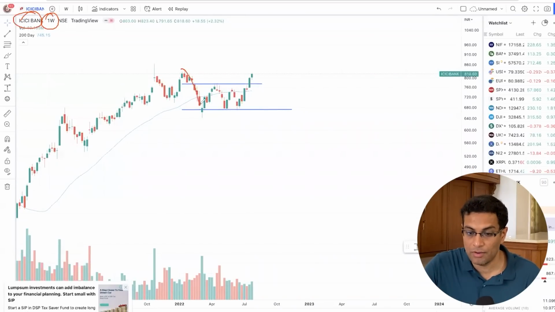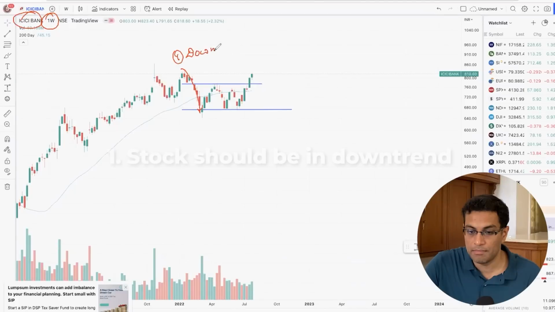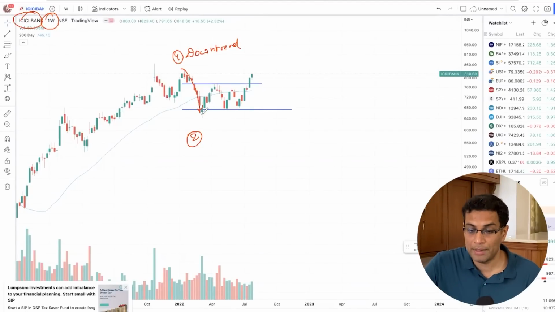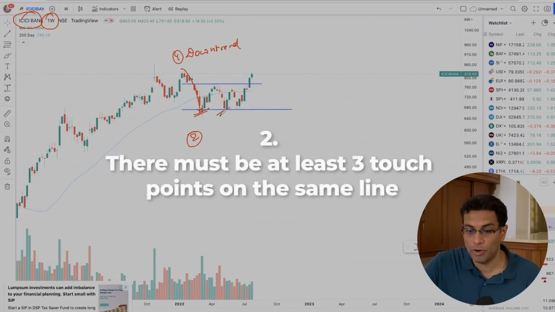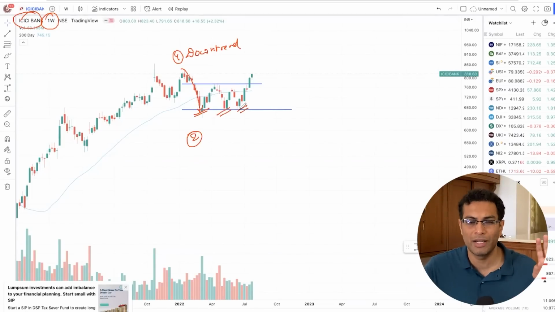So the first criteria was that, hey, the stock should be in a downtrend. So first criteria is met. Downtrend simply means that the stock is falling. Second key point, what should happen is that there should at least be 3 touch points on the same or approximately the same line. Please don't say that, hey, there is a 0.11 millimeter gap or something. No. So please do it broad, mota.